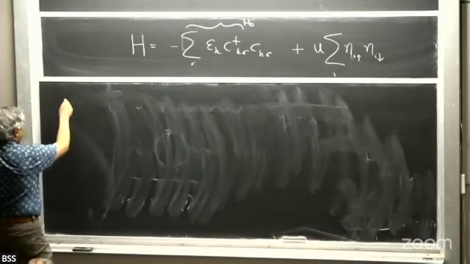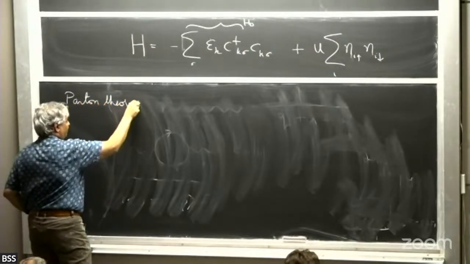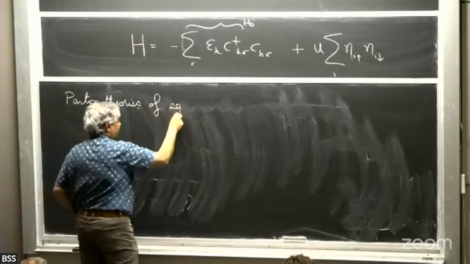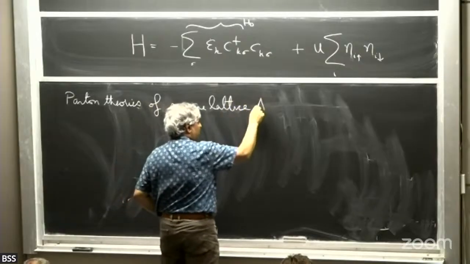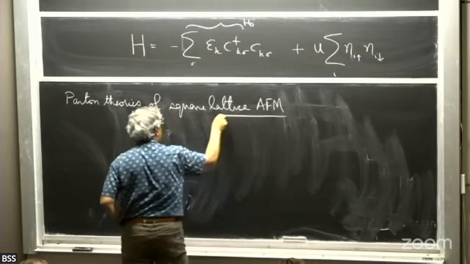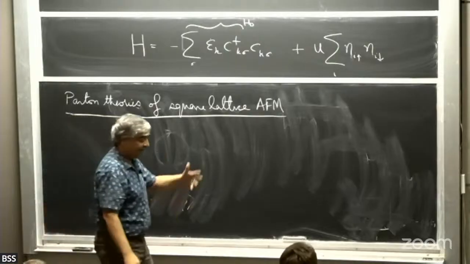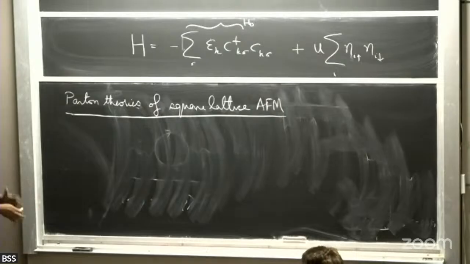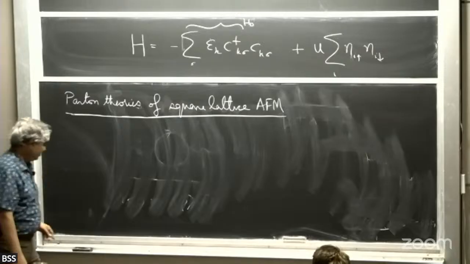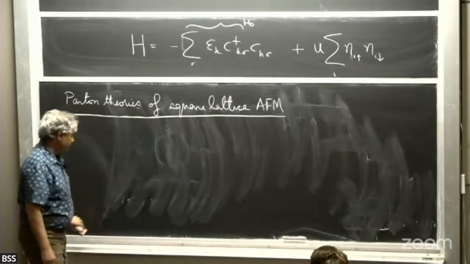So what I'm going to present is, I guess today we'd call parton theories of the square lattice antiferromagnet. There was a lot of work on this already in the 80s and early 90s. Then the subject kind of faded away. It seemed very confusing, and none of it seemed to have any numerical work. But now I think things have come together in a very beautiful way, and we have a pretty good understanding of what spin liquids on the square lattice look like.